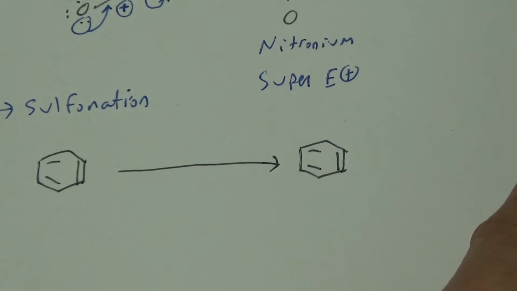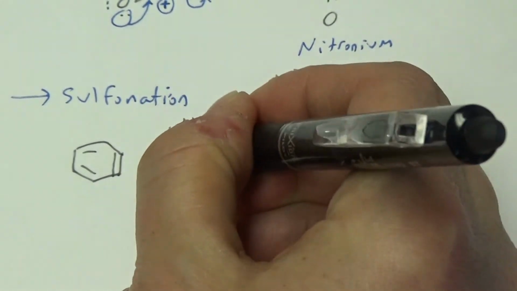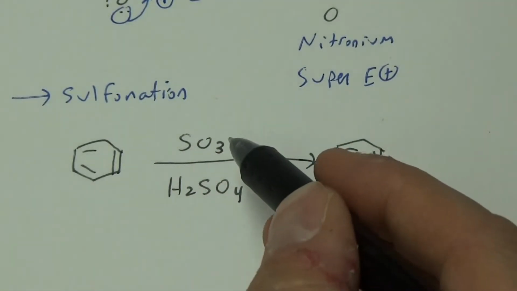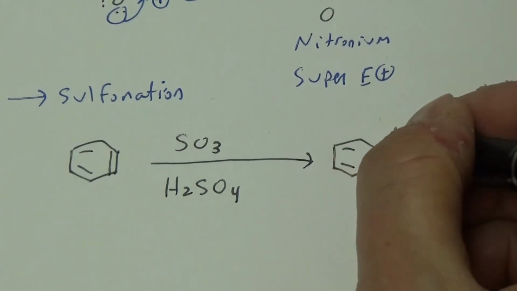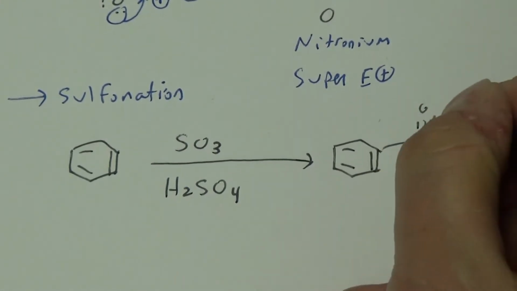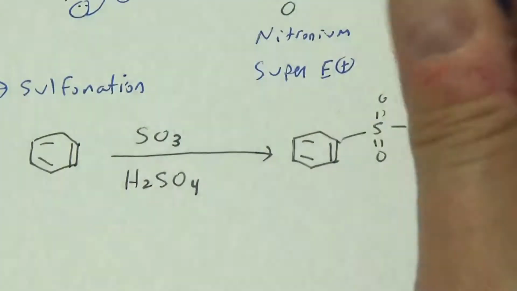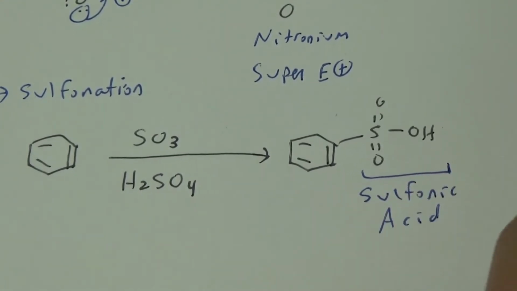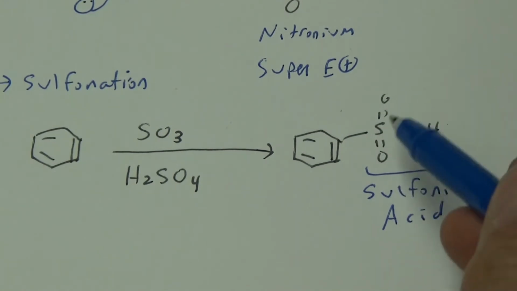the reagents for sulfonation are SO3, sulfur trioxide, and H2SO4, sulfuric acid. And what you get is a functional group you may have never seen before. It's called a sulfonic acid. It's like a funny carboxylic acid. Highly acidic, low pKa, because if you take off the proton, there's a lot of stabilization and resonance and stuff, right? Okay, so what is the mechanism of this reaction?